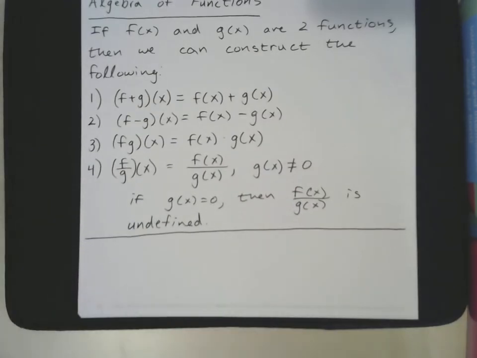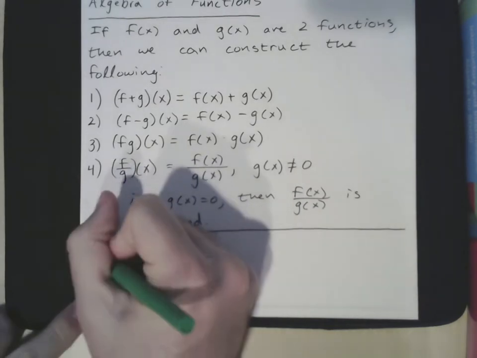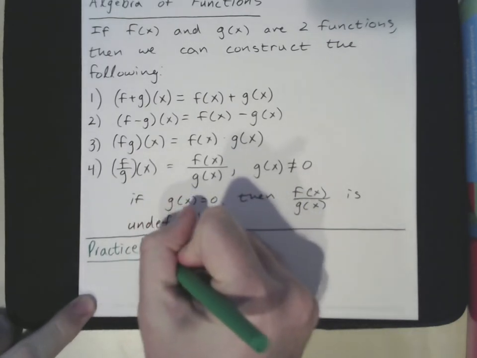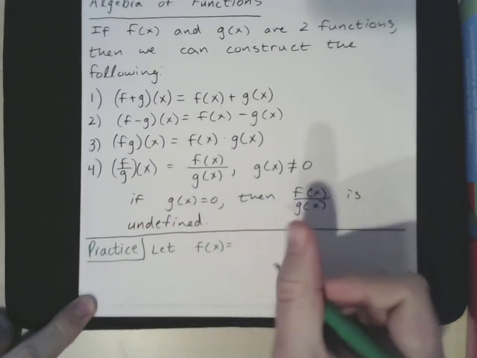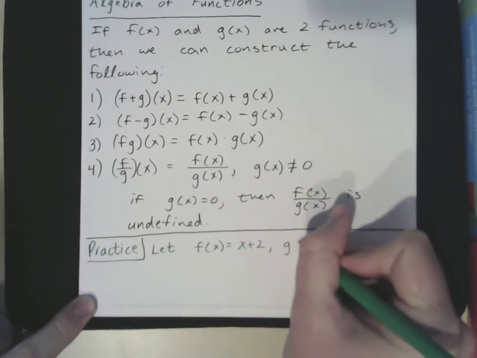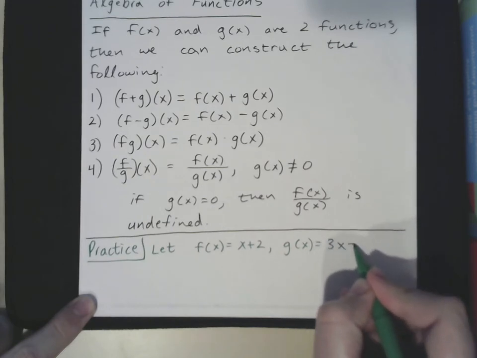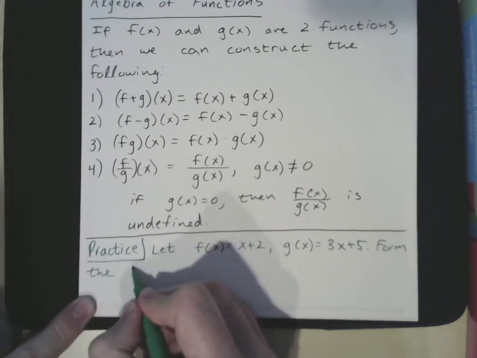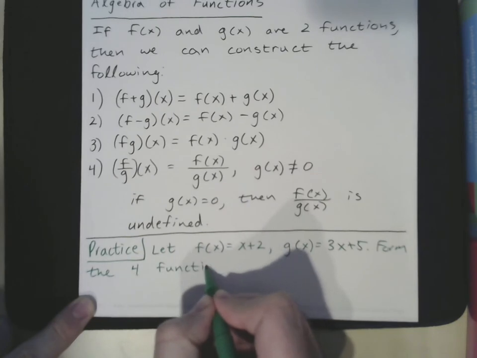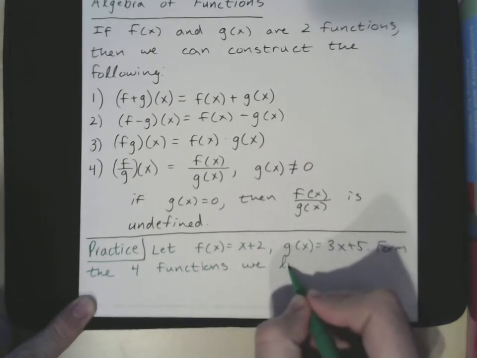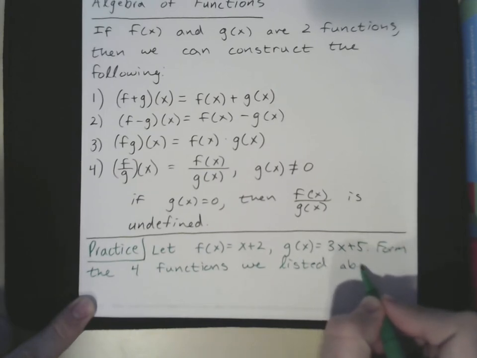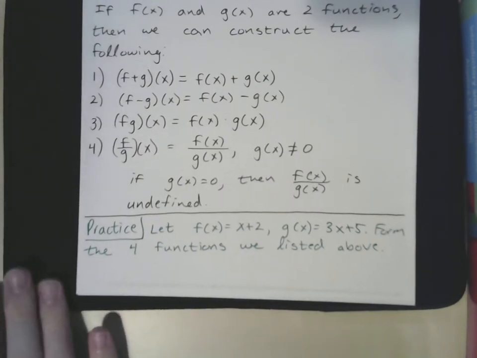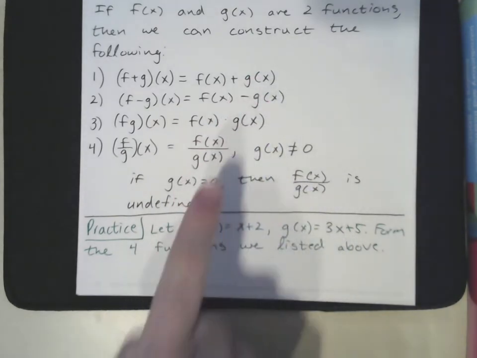So let's work with these a little bit here. Got a little practice question. So let f of x equal x plus 2 and g of x equal 3x plus 5. And I would like you to form the four functions we listed above. All right, so all four of these. So you should pause the video here, try this out. Shouldn't take too long. You're just following these rules.